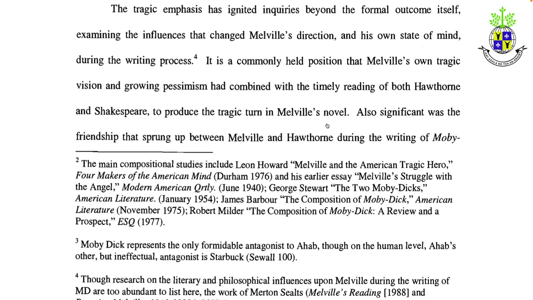And it continues, it is a commonly held position that Melville's own tragic vision and growing pessimism had combined with the timely reading of both Hawthorne and Shakespeare to produce a tragic turn in Melville's novel. So it is a commonly held position. That's, again, a summative statement based on having reviewed the literature. And it says, also significant was the friendship that sprang up between Melville and Hawthorne during the writing. Okay, another thing, it's relaying a finding from the literature.